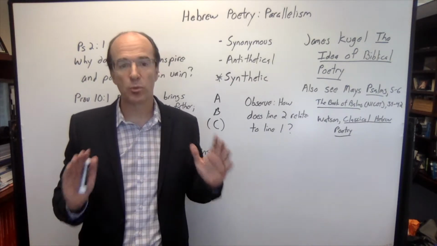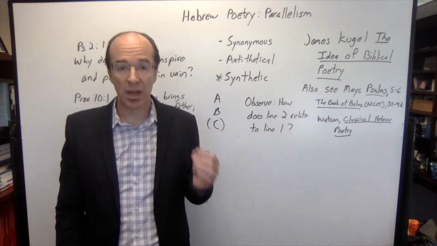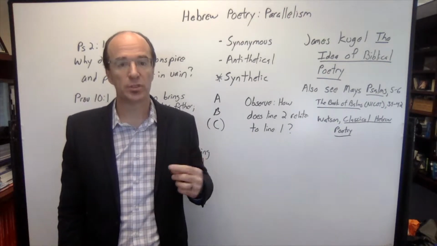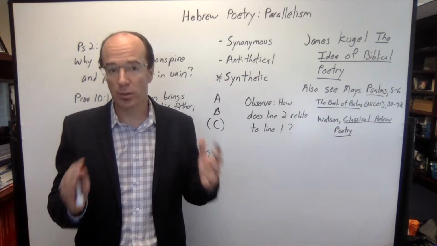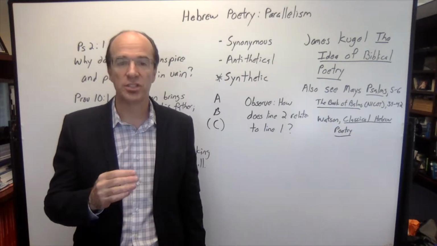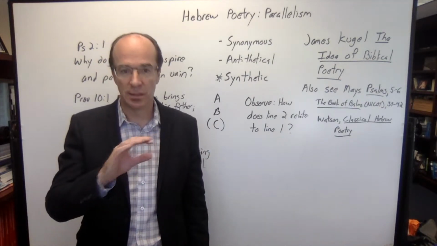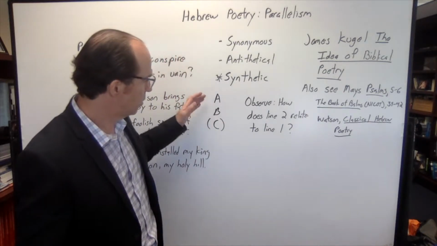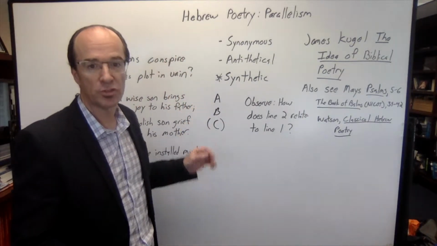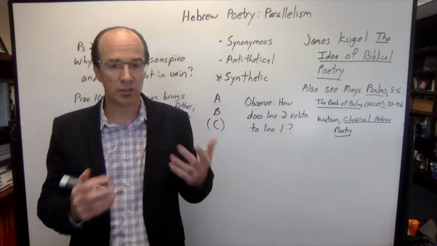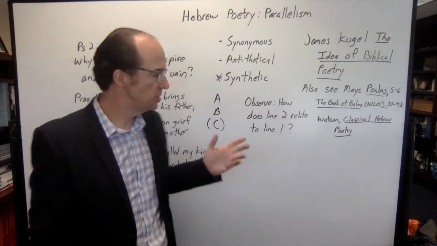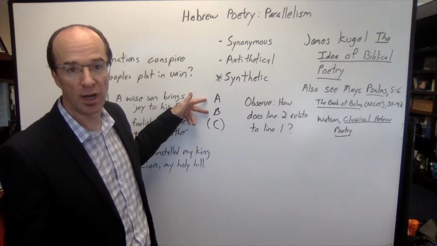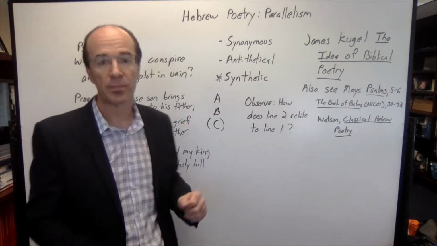I want to give a very brief guide to analyzing Hebrew poetry, in particular, the distinguishing characteristic of Hebrew poetry, which is parallelism, which in essence is the relationship between lines. So, in any verse of Hebrew poetry, and most English translations are going to actually lay the poetry out in lines. Typically, you'll have two lines, but occasionally you'll have three.